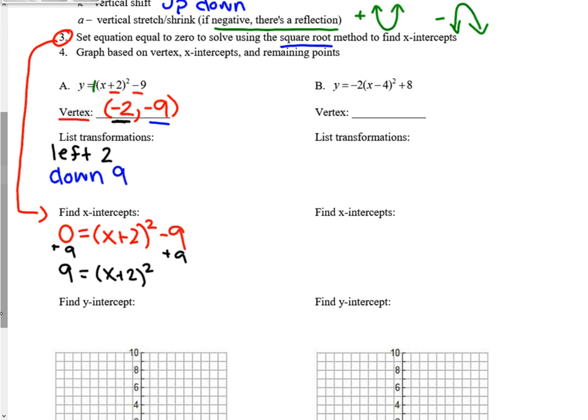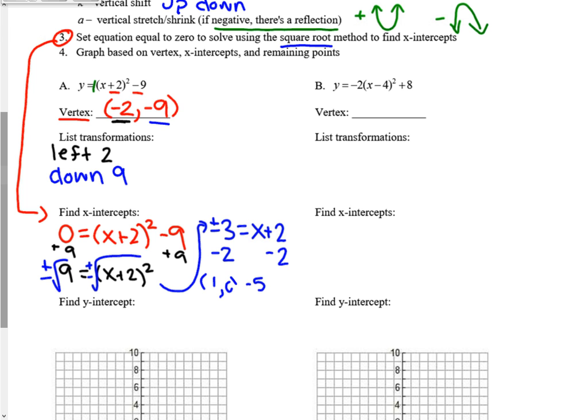My entire right-hand side is squared, so in order to get rid of that, I take the square root of both sides. Don't forget to add the plus or minus. The square root of 9 is 3, so I have plus or minus 3 equals x plus 2. Subtract 2 from both sides. Be careful here, that's positive 3 minus 2, which is 1, and negative 3 minus 2, which is negative 5. So my two x-intercepts are at (1, 0) and (negative 5, 0).